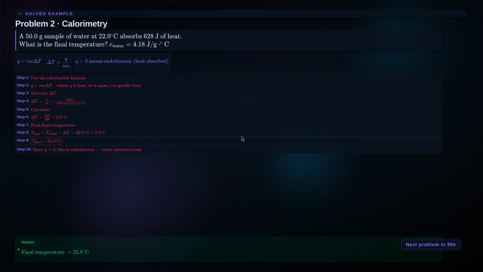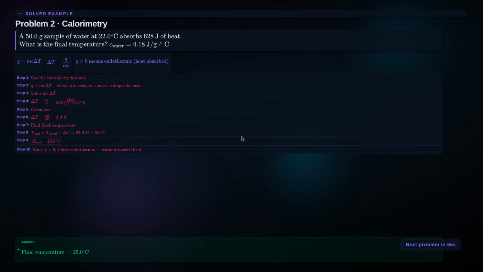Step 1. Use the calorimetry formula Q equals mc delta T. Step 2. Solve for delta T. Delta T equals Q divided by m times c. Plugging in, 628 divided by 50 times 4.18. Step 3. Calculate. 50 times 4.18 equals 209. 628 divided by 209 equals 3.0 degrees Celsius.